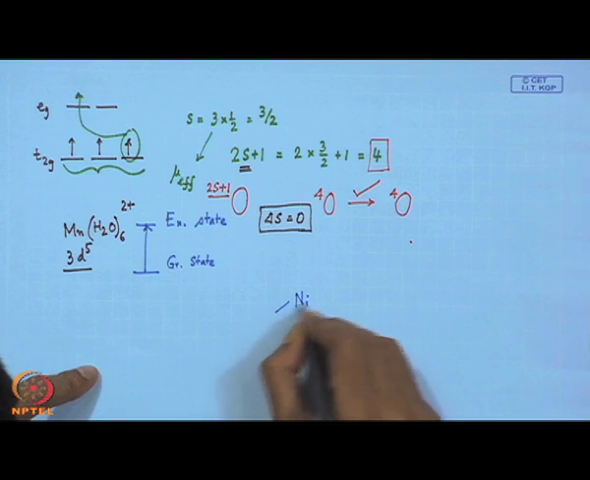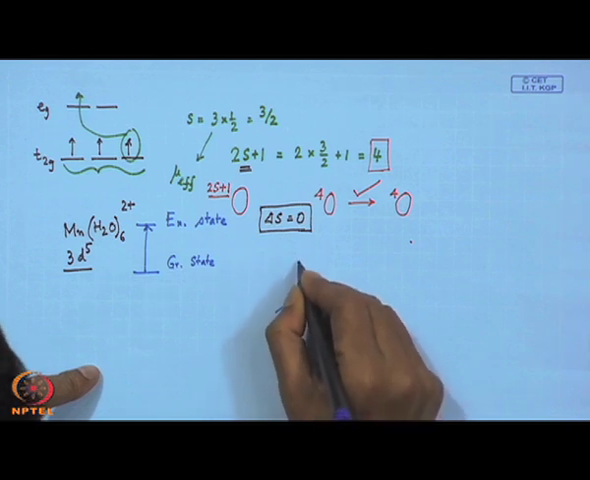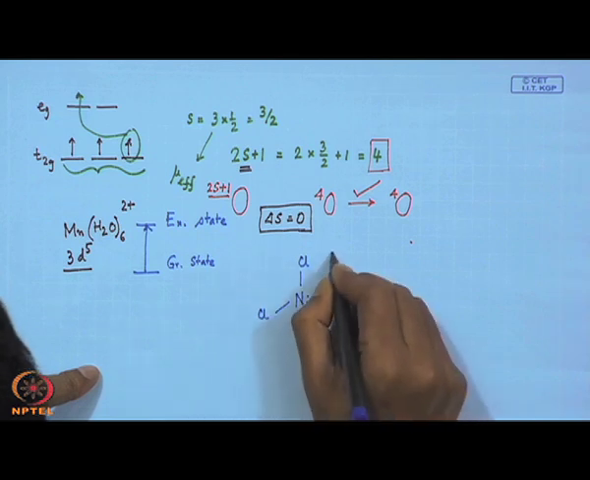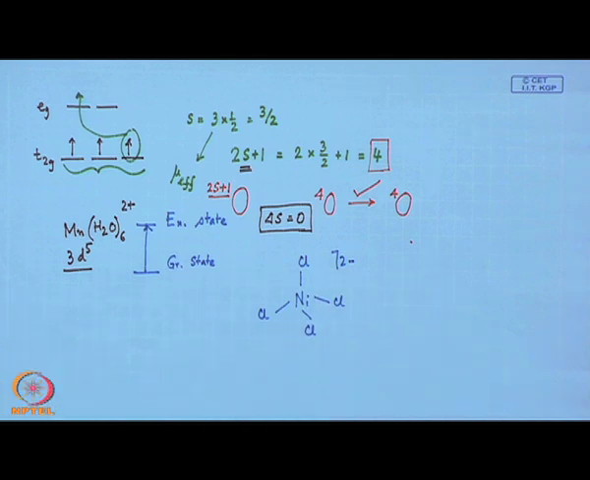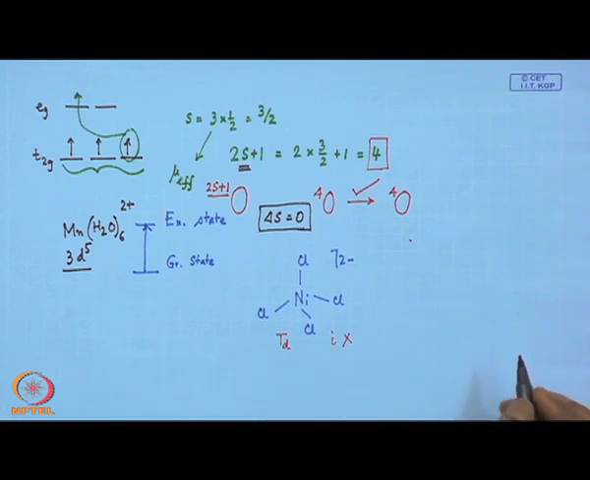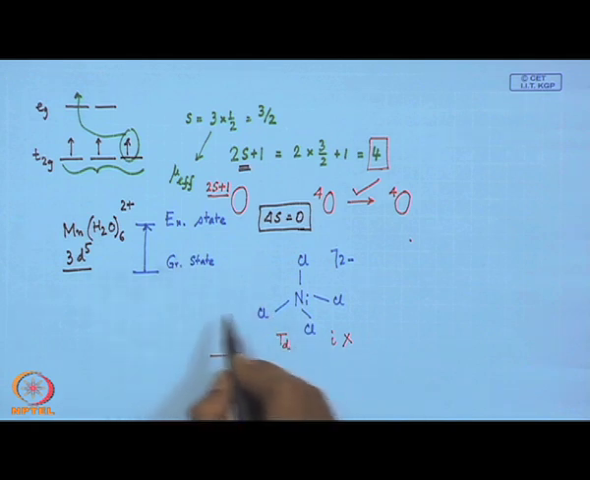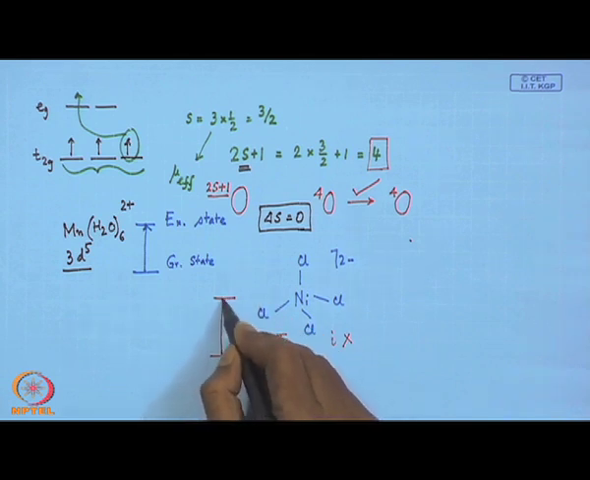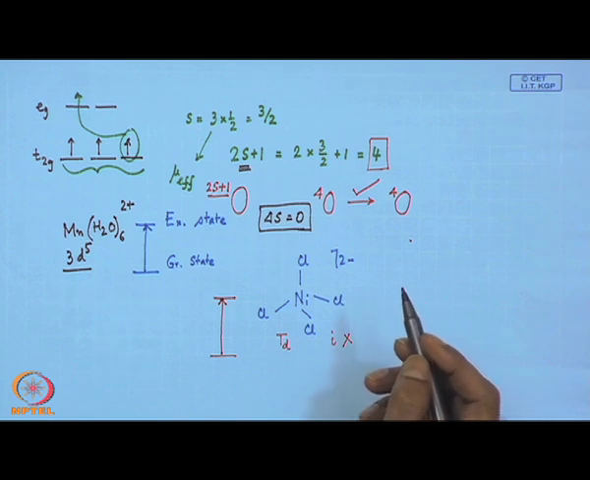So, it is NiCl4 2 minus, and it has a tetrahedral symmetry, point group, and inversion symmetry is not there. And if we consider the corresponding two states, again the ground state and the excited state, they are of the same spin multiplicity value. So, it would be spin allowed.